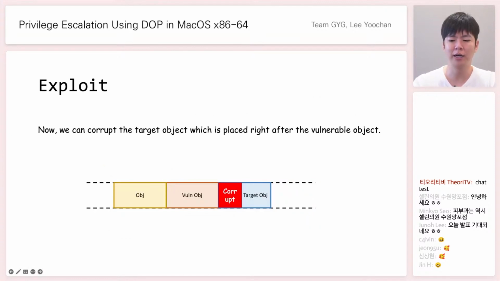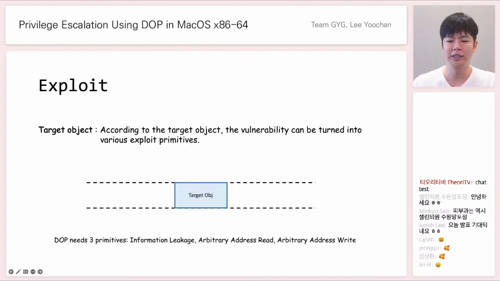As we bypass the hardened copy, we can now corrupt the target object, which is placed right after the vulnerable object. Now, what do you think is the important part here? The answer is the target object. According to which target object is used, various exploit primitives can be triggered. Therefore, finding a suitable target object is very challenging and important. As a side note, there is no work that tries to find a specific type of target object.